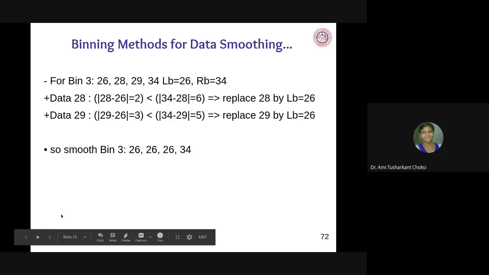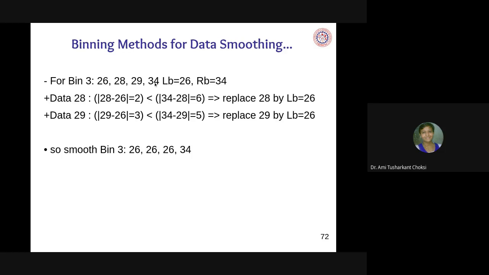For bin 3, what do we consider? That is 26, 28, 29, 34. So the left boundary is 26, the right boundary is 34. Now we have to find the distance of the data with the left boundary and the right boundary, right? So for that, we can say 28 minus 26 and 34 minus 28. So 2 is less than 6. So replace 28 by LB, that is equal to 26.